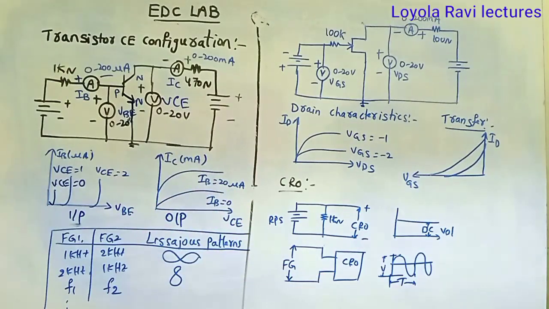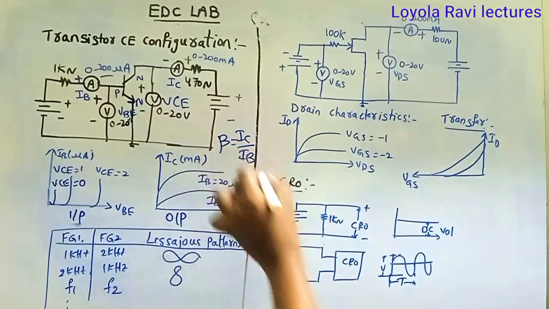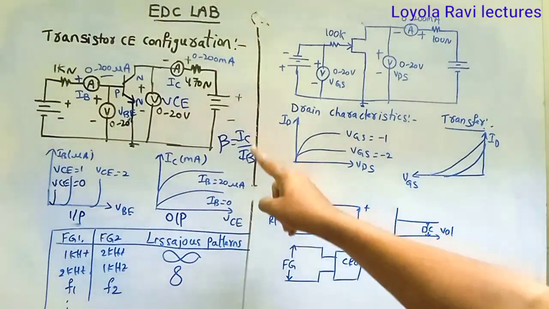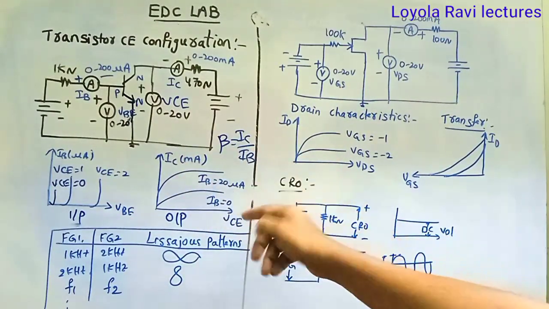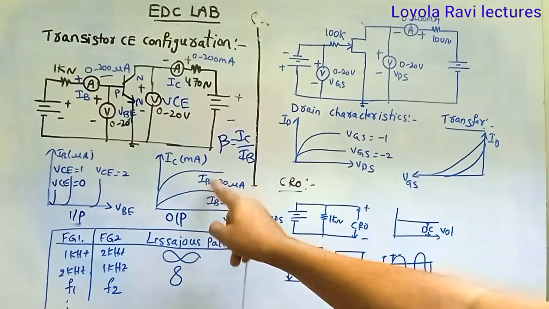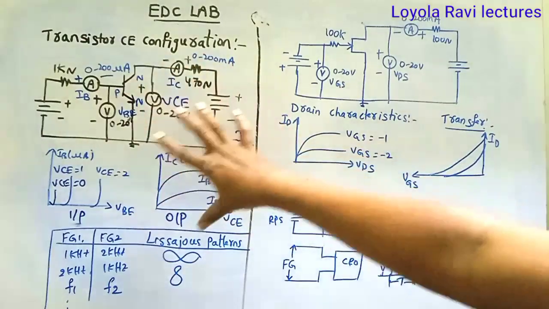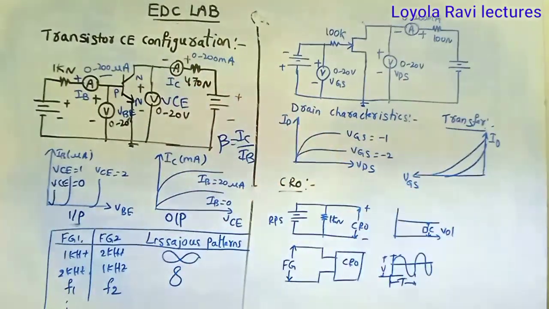From these characteristics, we have to find the current gain, voltage gain, input impedance and output admittance. If you know the formulas, then you can find these parameters. For example, beta is the current gain, output current by input current. From the output characteristics, by taking any one IB, find the corresponding current; IC by IB will give the beta value. Otherwise, delta IC by delta IB, that is, IC2 minus IC1 by IB2 minus IB1. This is about transistor characteristics in CE configuration.